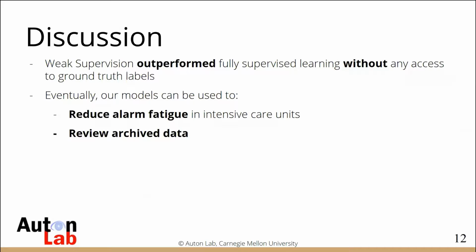This is very interesting because the weak supervision pipeline outperformed the supervised learning pipeline without any access to ground truth labels. And eventually, these models can be used to reduce alarm fatigue in the ICU, as well as review archive data in a manner similar to a fact checker of sorts.